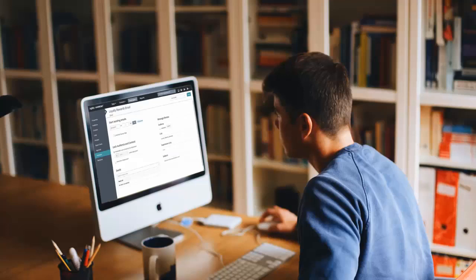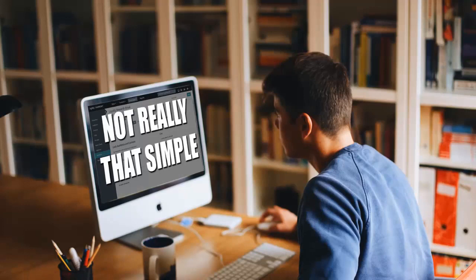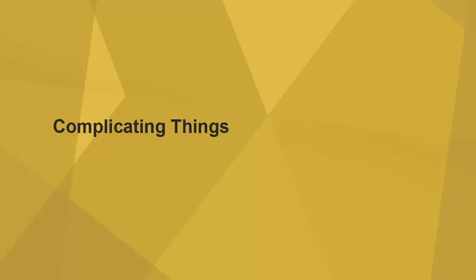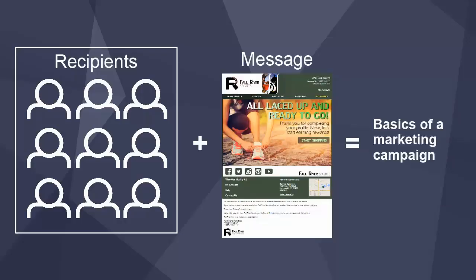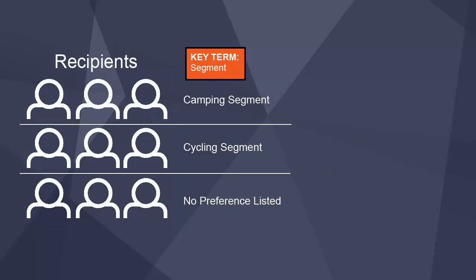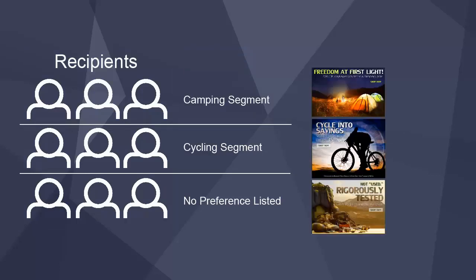Of course, if you've been in the business, you know it's never really that simple, but that's where Harmony can really shine. So let's complicate things, in the good way. Having a list and having a message represent the basics of any marketing campaign. But qualifying and segmenting the right recipients and showing them relevant content is where the real success happens. So, are you ready to go down the rabbit hole?